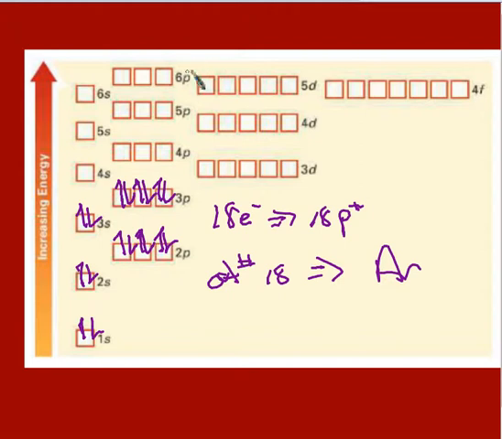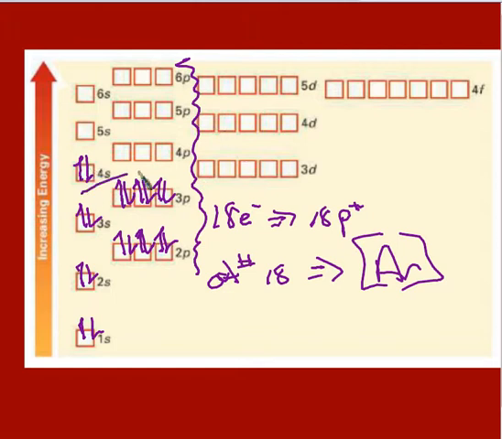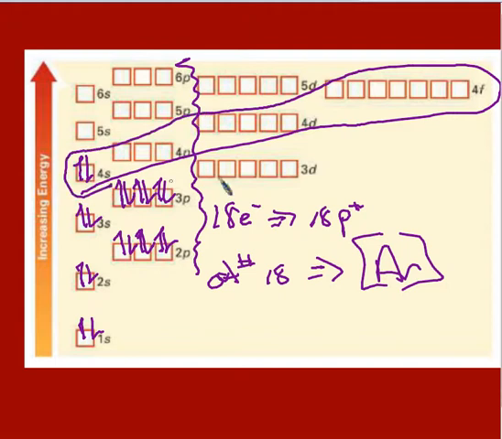Every single time that we fill up a p orbital, we're going to have a noble gas. But after that happens, the next one we're going to fill is this 4s orbital, because there's a little bit of overlap between the 4s and the 3d. Here's all of your 4s, and here's your last 3d, but there's a little bit of overlap because 4s is going to fill up before 3d. Okay, that is the end of chapter 5.1.